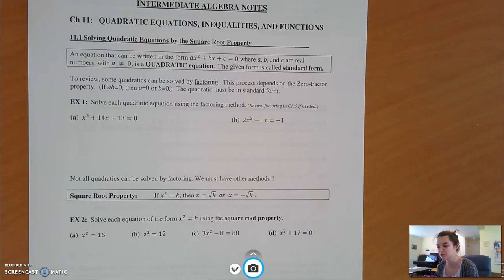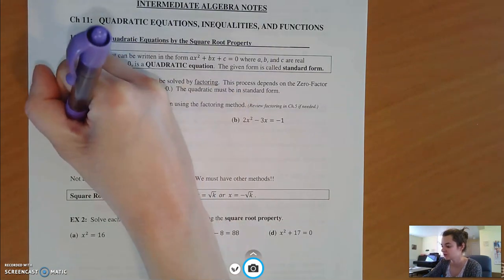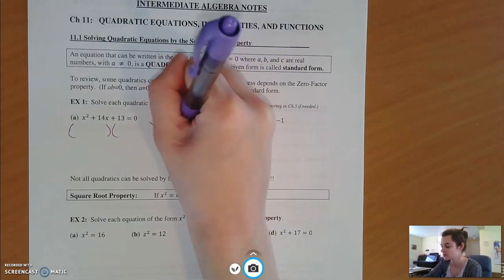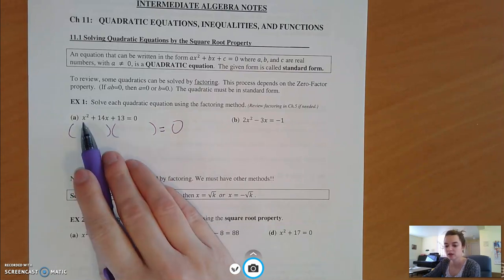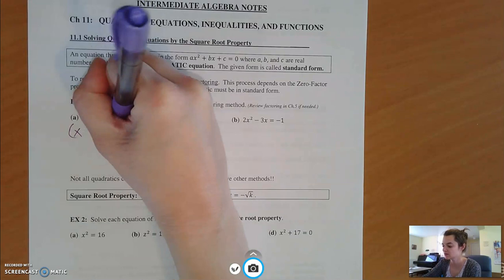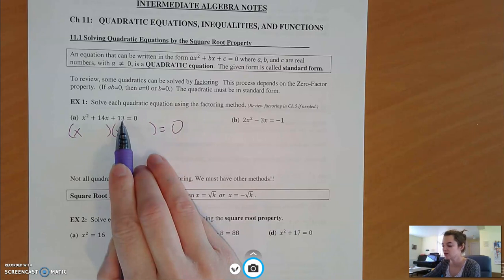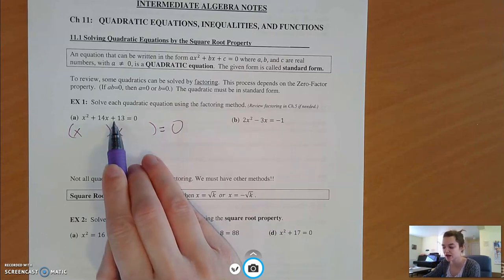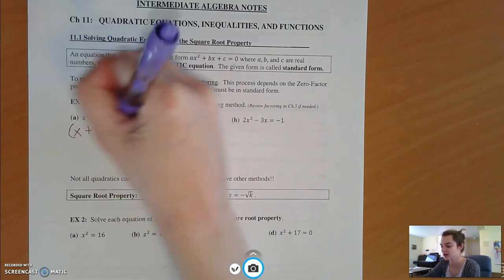First one I have in example 1a is x squared plus 14x plus 13 equals 0. Good news, it already equals 0, so we're ready to factor it. It is a trinomial, so I'm going to do guess and check factoring. It starts out with a couple sets of parentheses equal to 0. First times the first should equal x squared, so x times x equals x squared. The last times the last should equal positive 13, so with it being positive, I know that the signs are the same. Looking at the middle term with it being a positive 14, I know that they're both adding.